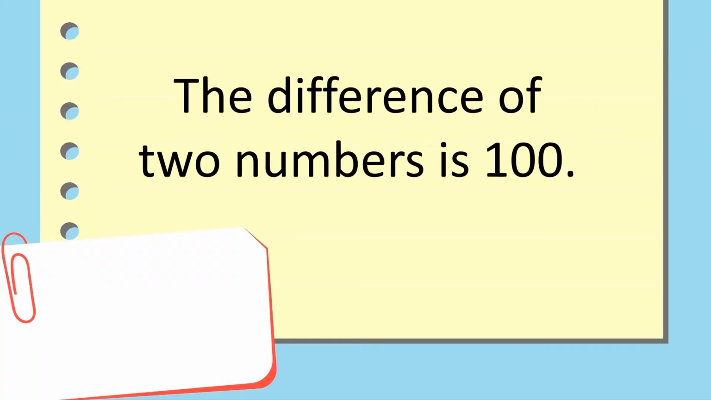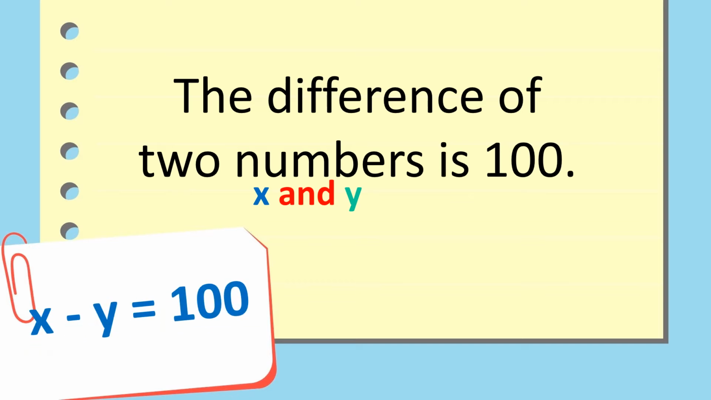How about this one? The difference of two numbers is 100. In this case, the two numbers are unknown, so they can be represented as variables x and y. Therefore, the given sentence can now be written as x minus y is equal to 100.